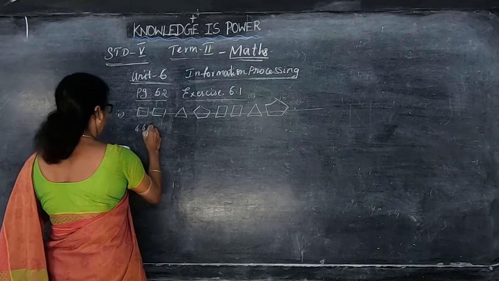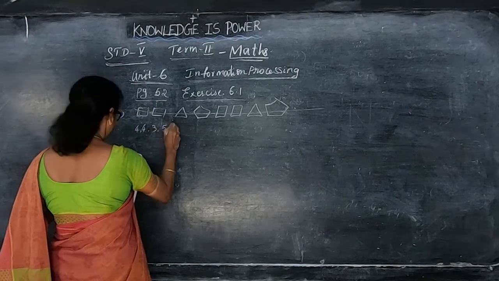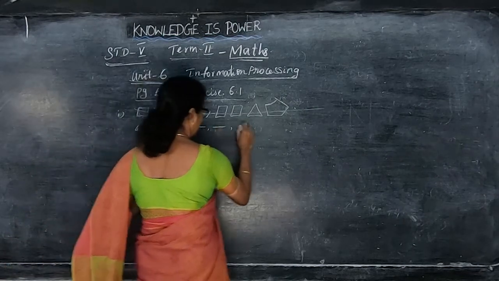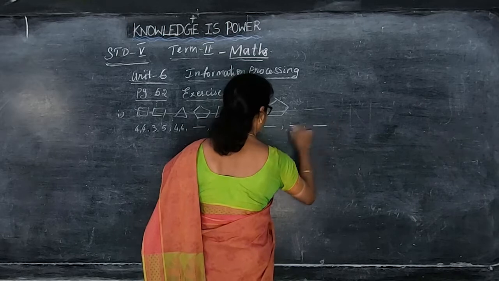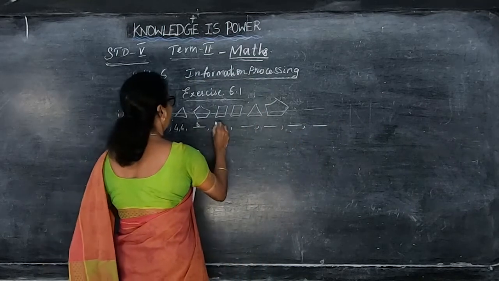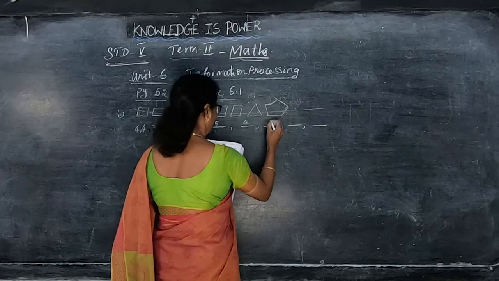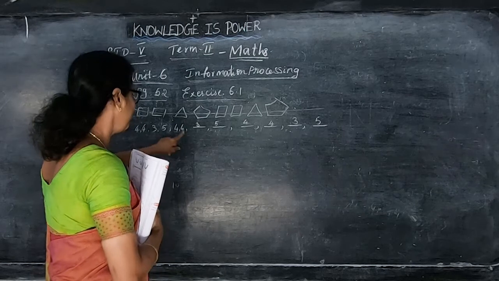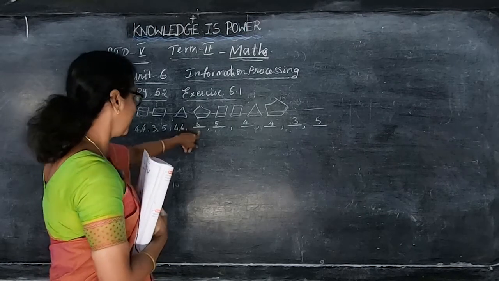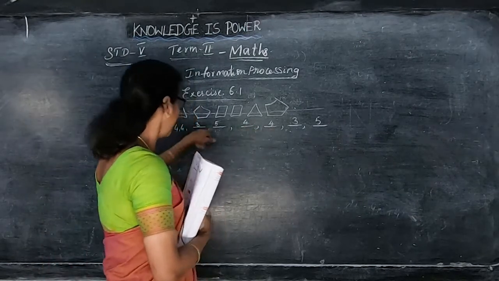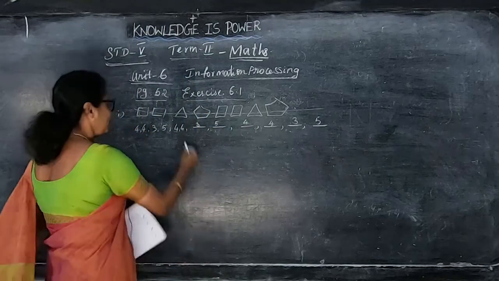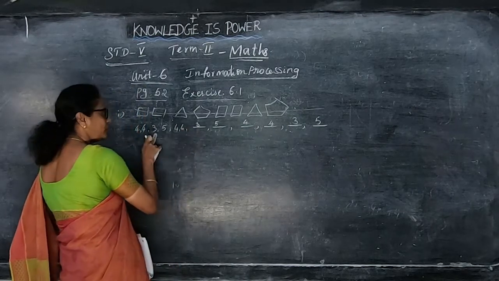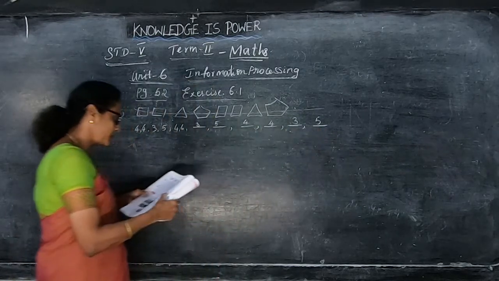So 4, 4, then 3, 5, 4, 4, and then they are given the dashes. So 3, 5, 4, 4 and 3, 5. That is 4, 4 then 3, 5, 4, 4. So after 4, 4 again 3, 5, 4, 4. So after 4, 4 again 3, 5 comes. So you can write 3 and 5.